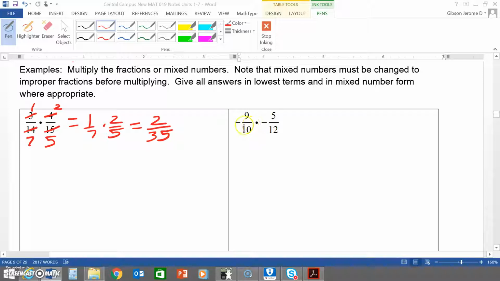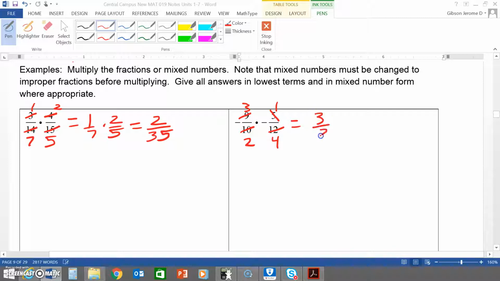Okay, now we look here. We have a negative times a negative. We know a negative times a negative is positive. So now we can do our cross simplifying again. 9 and 10 has nothing in common, and 9 and 12 both have 3 in common. 3 goes into 9 3 times. 3 goes into 12 4 times. Now 5 and 4 has nothing in common, but 5 and 10 does. Both of them can be simplified out by 5. 5 goes into 5 once, 5 goes into 10 twice.